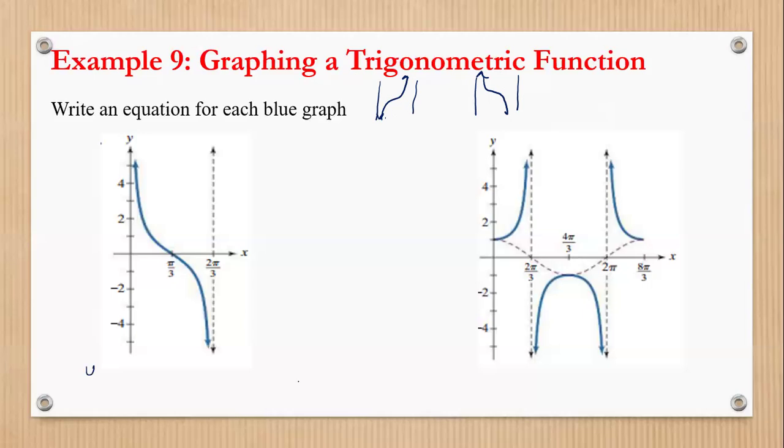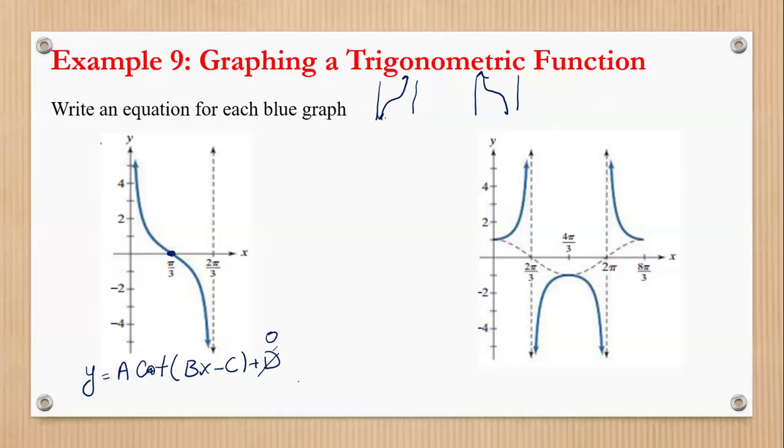But the question is, okay, I know that's a cotangent, but I don't know what A is, what B is, what C is, or if there is any D. I believe there is no D because the center between the two asymptotes is touching the x-axis. That means there is no vertical shift. Okay. Now, how can we find A, B, and C?